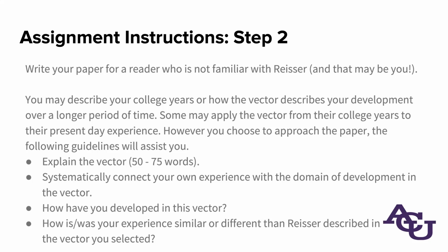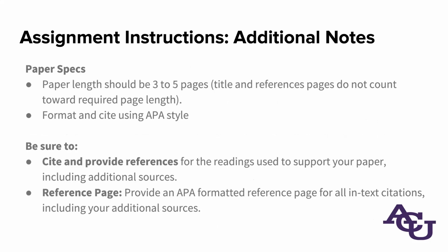You'll of course want to outline what you're writing about in the paper. So that'll be a couple more sentences. And the rest of that 3 to 5 pages will be you're talking about your own experience, how you developed, how it did or didn't align with the literature, and so on and so forth. Okay.